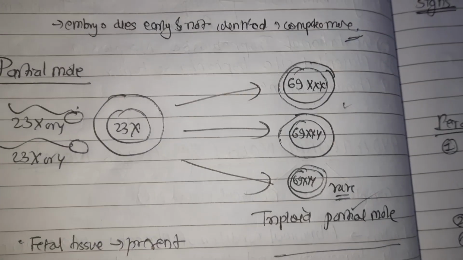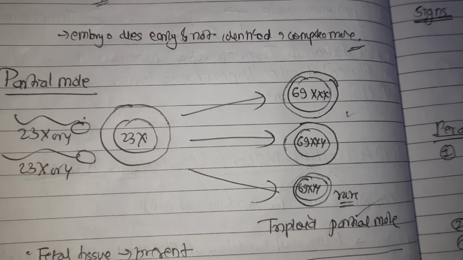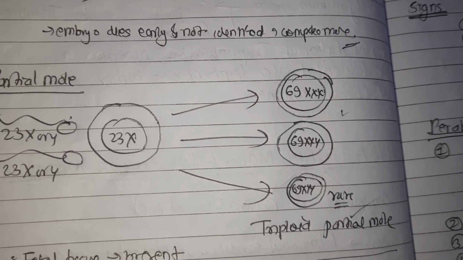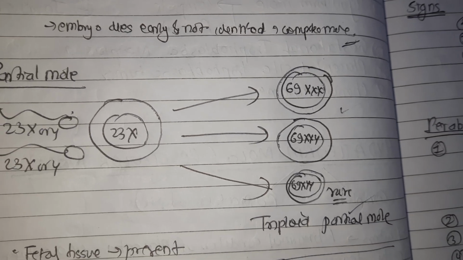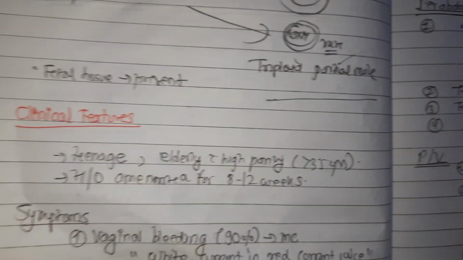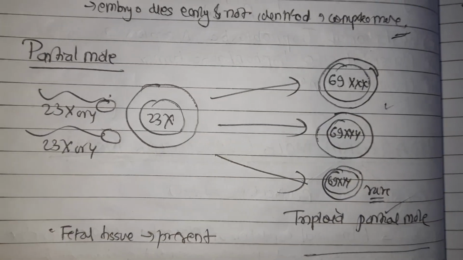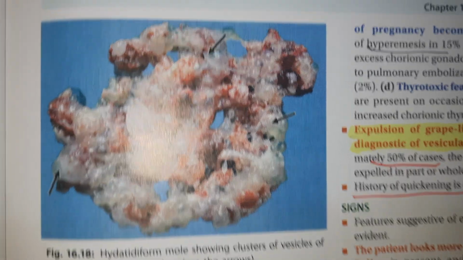And the history of prior hydatidiform mole increases the chance of recurrence. So the higher the ratio of paternal to maternal chromosomes, the greater the chance of molar change. And we will talk shortly about the pathology of hydatidiform mole.